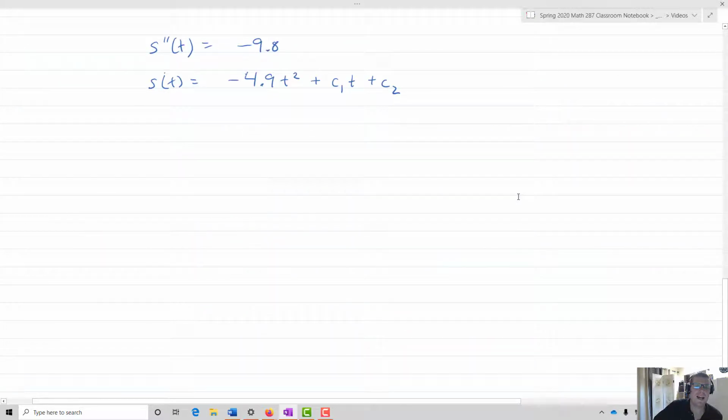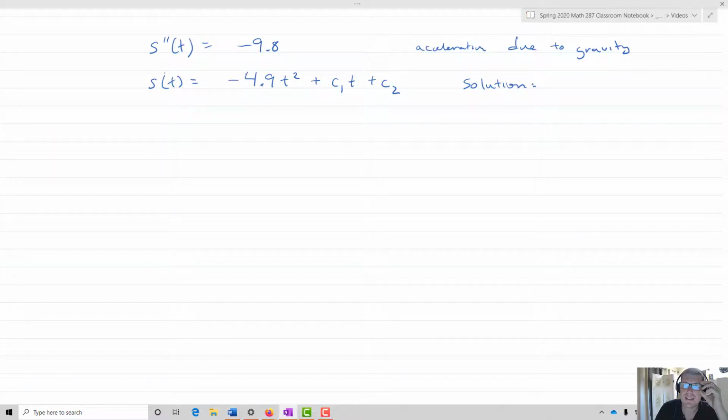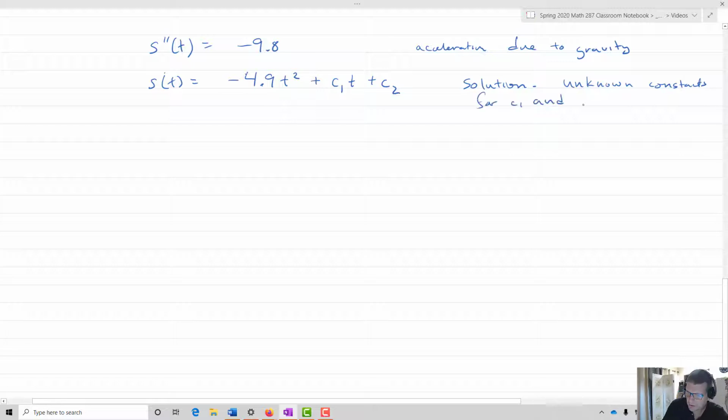So let's take a look back at this question that we had about s double prime of t equal to negative 9.8. That's our differential equation for acceleration due to gravity, and s of t equals negative 4.9 t squared plus c1 t plus c2, which was our solution. When I look at this differential equation, one of the things I want to notice is that c1 and c2 are unknown constants. So we in fact have an infinite number of solutions for s of t, and they're all going to depend upon two things.